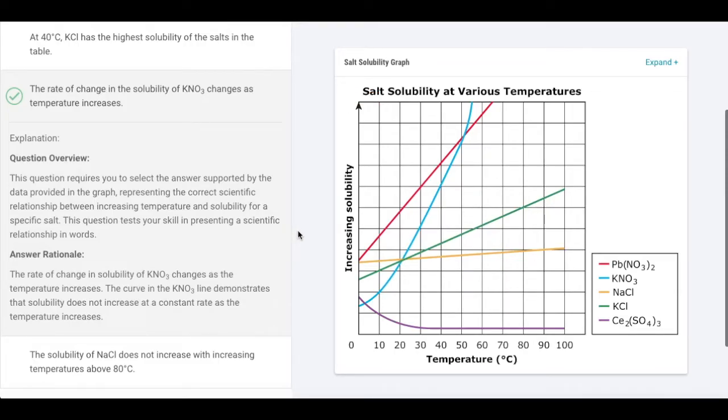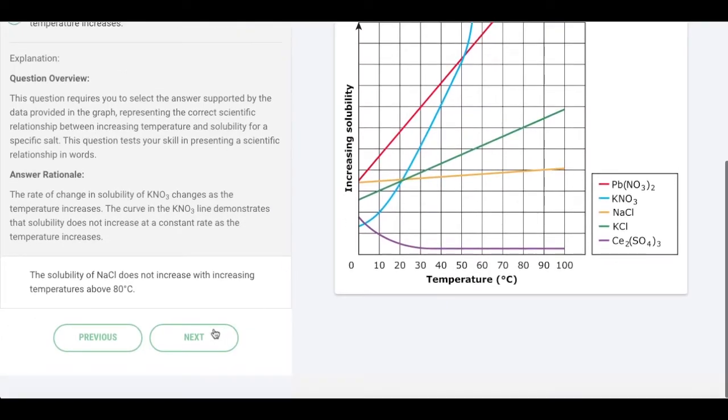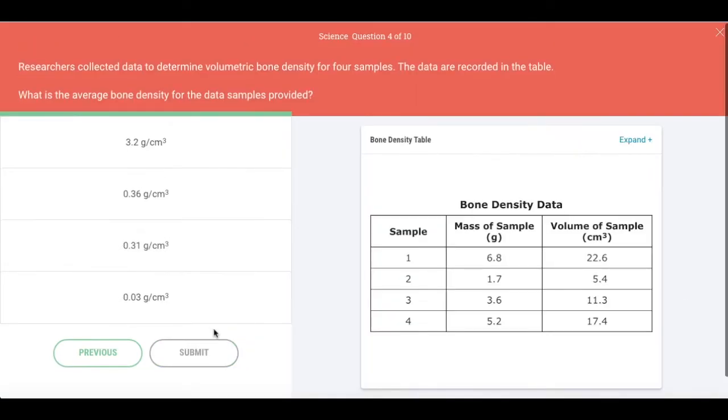Not super important to understand, but I just wanted to explain what they're going for here. But again, your best bet is just process of elimination to get a question like this right.